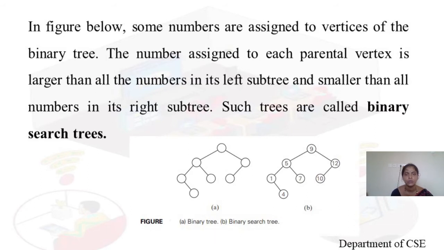In the figure below you can see some numbers assigned to the vertices of the binary tree. The number assigned to each parental vertex is larger than all the numbers in its left subtree. You can see the same binary tree here, given with some numbers. What you have to understand while giving the numbers is that the parental vertex is larger than the numbers given to the left subtree and smaller than the numbers given to the right subtree. Such trees are called binary search trees.